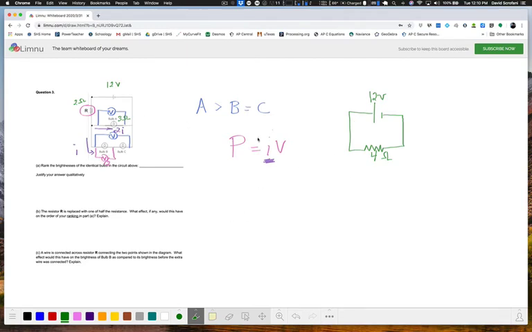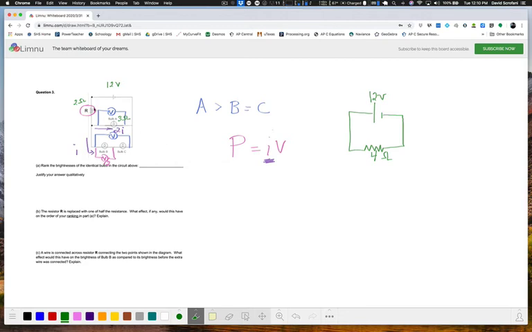But you probably should, to make sure that you know how to reduce these somewhat simple circuits to even simpler circuits. All right, moving along to B. If resistor R is replaced with one that has half the resistance, what does that do to the ranking? Does it change your ranking of the bulbs?